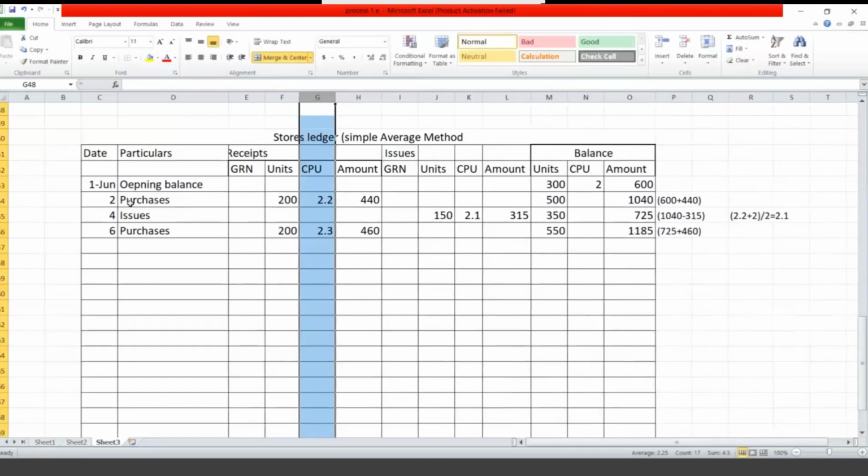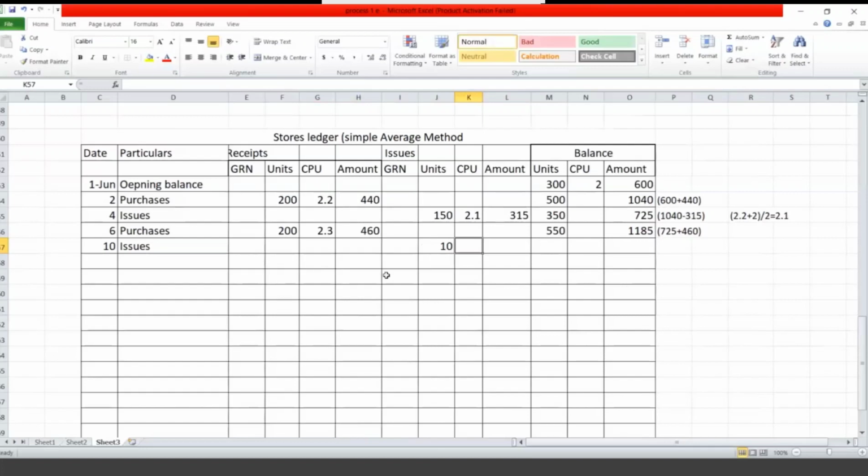Next transaction, what is the next transaction? Check the next transaction. After the 6th, it is on the 10th. We got some shortages. The stock verification record reveals shortages on 10th and 29th. So on the 10th we are having a shortage of 10 units. I have already informed you how to treat shortage. Shortage will be treated as an issue. 10 units. Now how do you decide the amount?